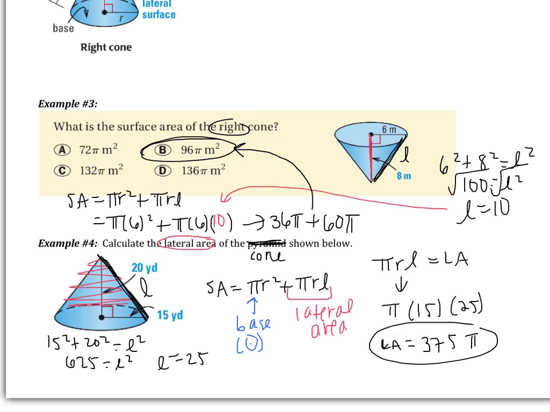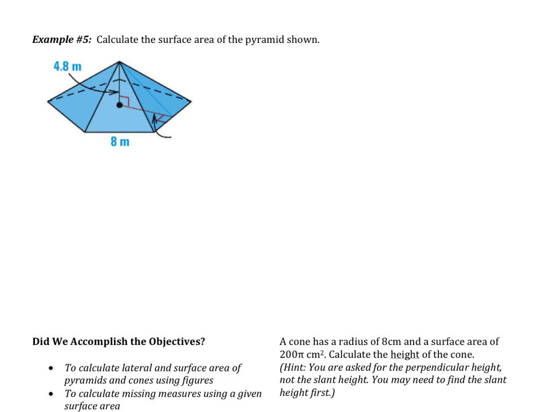Now that's exactly how I want your answer, in terms of pi. That's the exact answer. So hopefully you got that one right. Very similar to example number 3. If you made any small mistakes, that's okay. Let's flip the page. Okay, example number 5 says calculate the surface area of the pyramid shown.